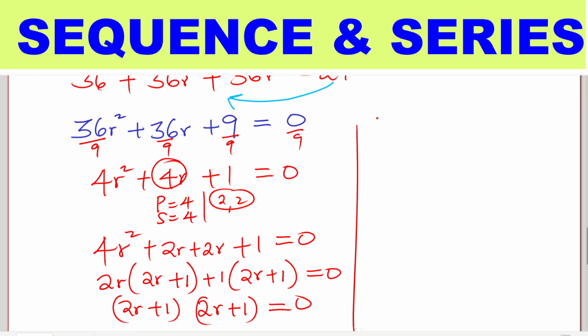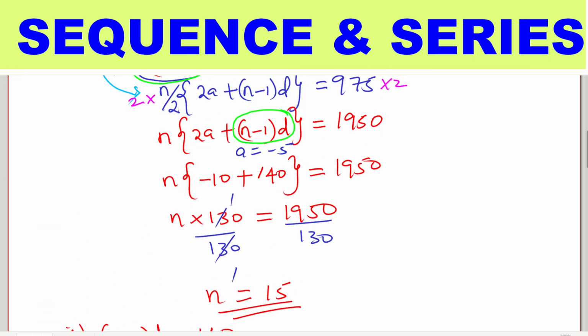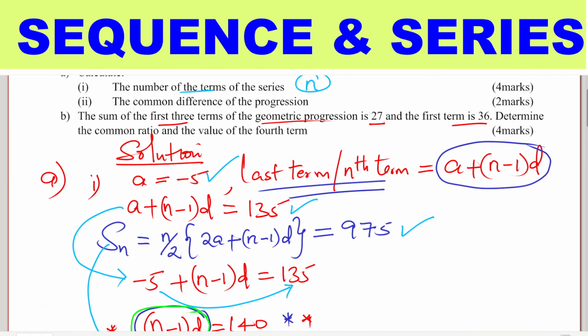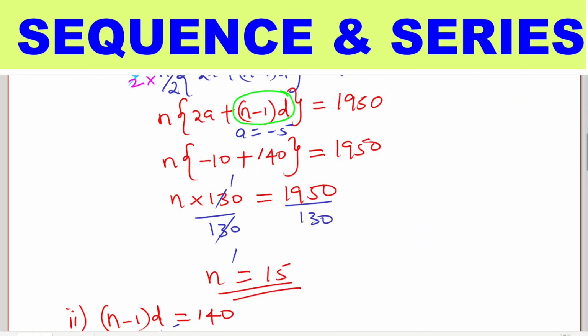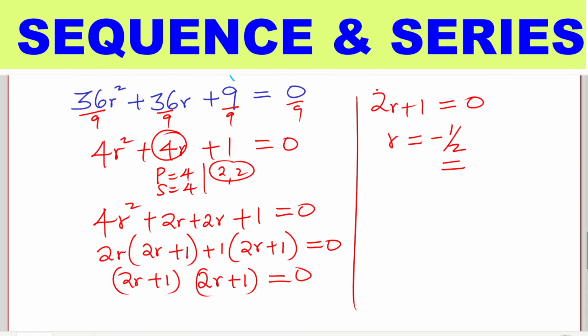So therefore, you can see they are similar. So you have 2r plus 1 is equal to 0, and the other one is still the same thing. So therefore, r in this case will be given by negative half. That is the common ratio. So let's go back to the question. Determine the common ratio, and the value of the fourth term. The common ratio is negative half. We got it.